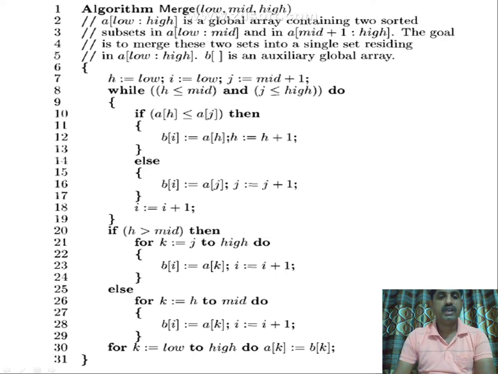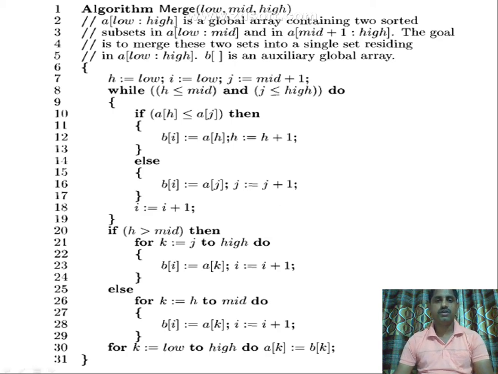Then if h > mid, for k = j to high, B[i] = A[k], then i = i + 1. Else for k = h to mid, B[i] = A[k], then i = i + 1. Finally, for k = low to high do A[k] = B[k].